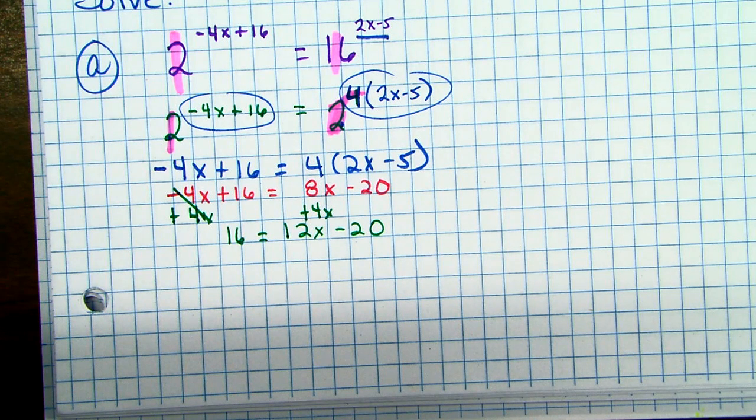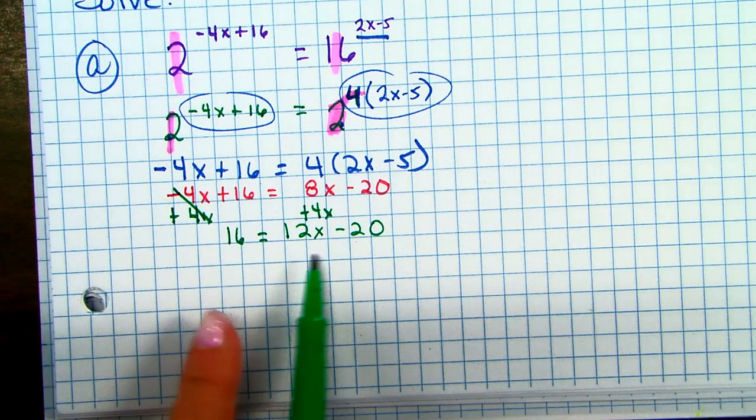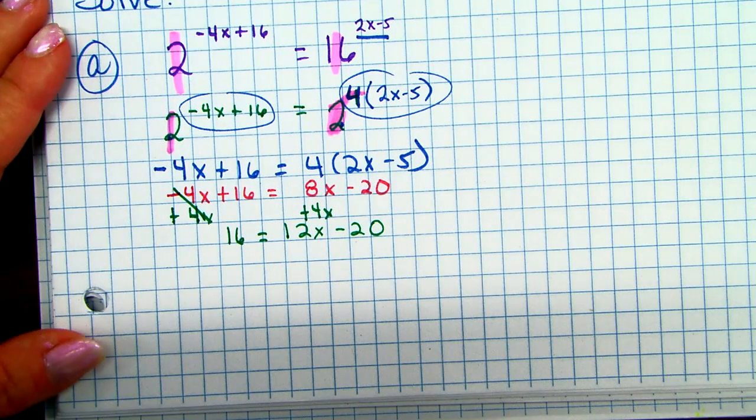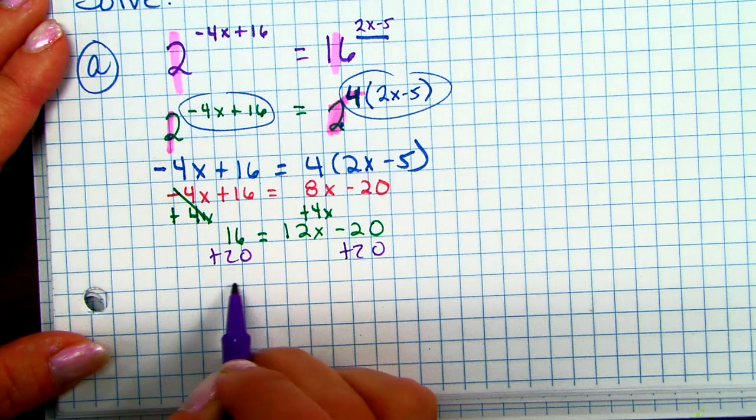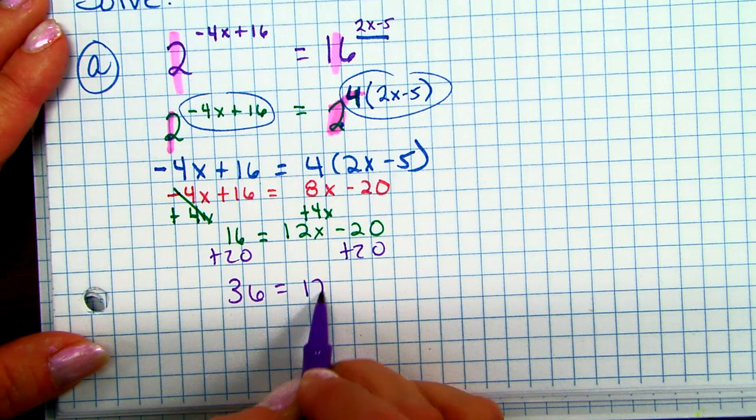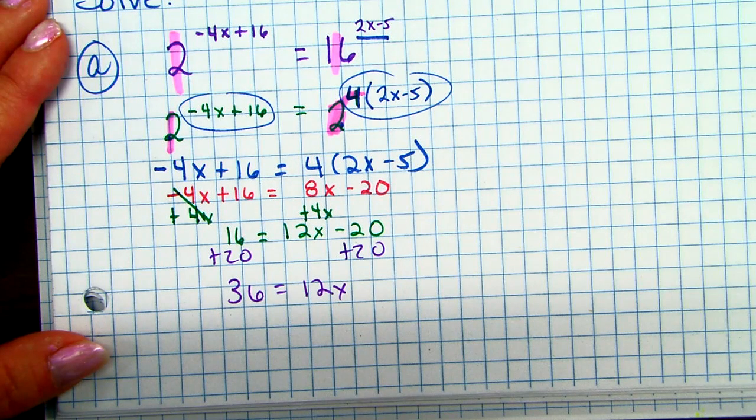Okay, so you could have added 4x to both sides or subtracted 8x too. It doesn't matter, right? I usually try to make things positive instead of negative, right? So that's why I did that. So I added 4x to both sides, brought down the 16, and so on. I think you guys know how to solve an equation. Then we would add 20. You get 36 equals 12x, and divide by 12.